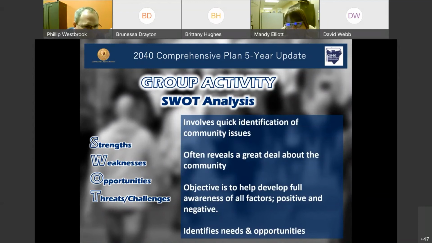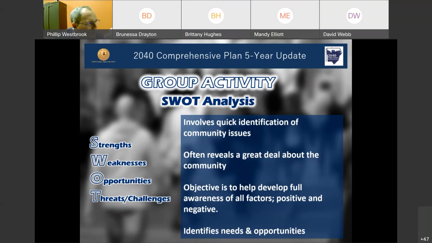Ideally, we'd like to break out into groups, but it's extremely complicated, and we wanted this to run as smoothly as possible. So we're all going to stay together, and we're going to run through this SWOT analysis. If you're not familiar with it, we'll look at strengths, weaknesses, opportunities, and threats, or challenges.